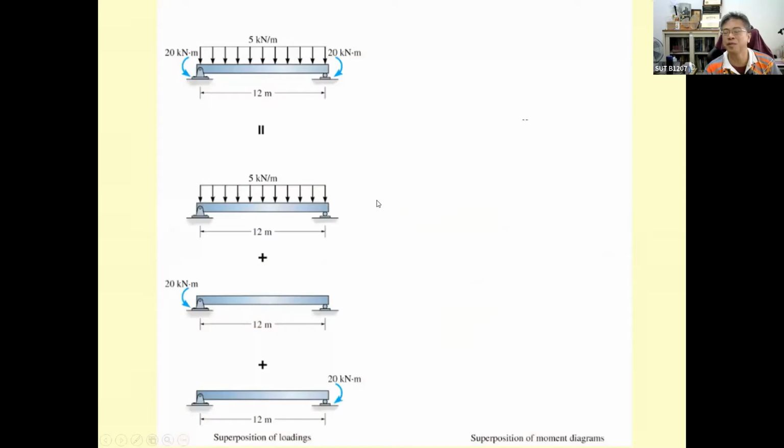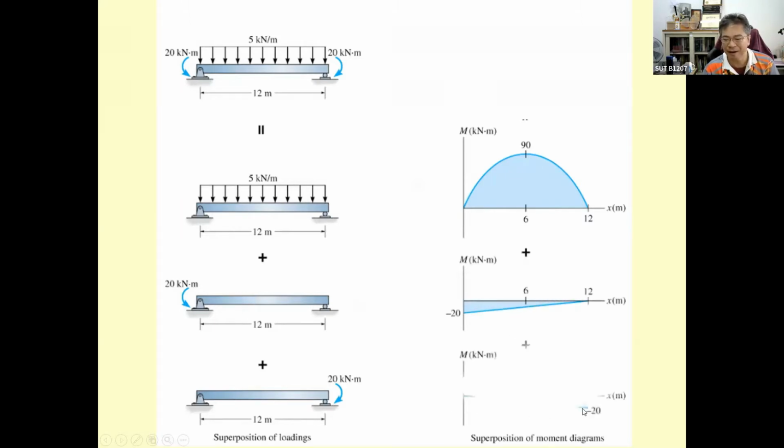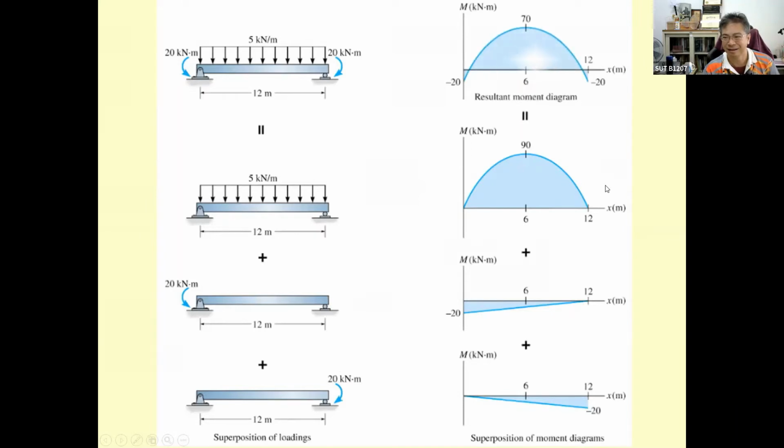Another example is based on the moment. For example, if you would like to find the moment diagram for this beam, you separate it into three cases. One, 5 kilonewton per meter. Another, a 20 kilonewton meter moment on the left. And another, 20 kilonewton meter on the right. Then there is the moment diagram table. For this one, it's going to be easy to find like this. For this one, you get this one. For this one, you get this one. And then the final result is going to be this one.